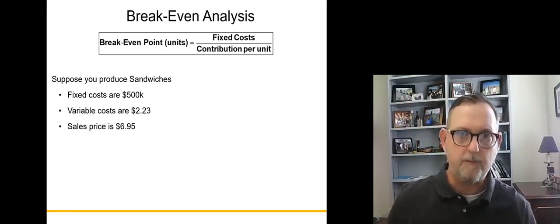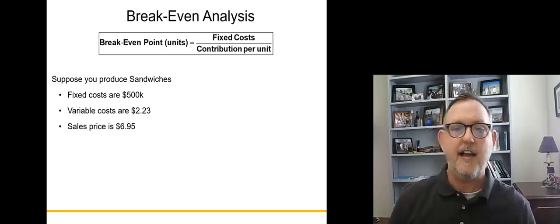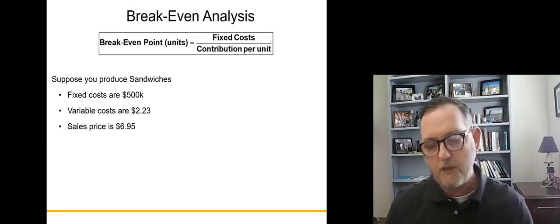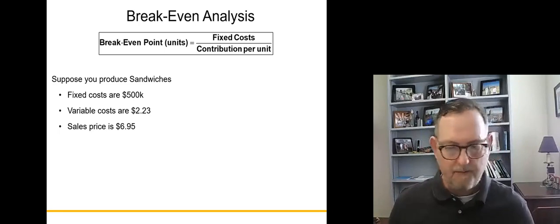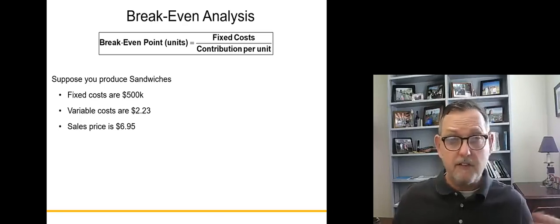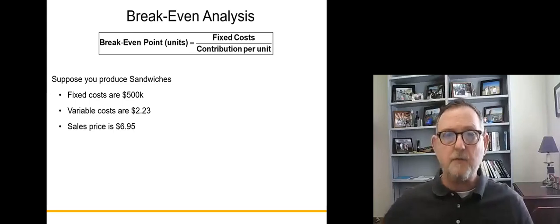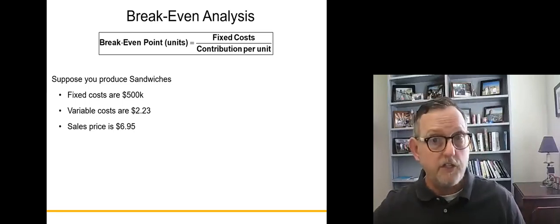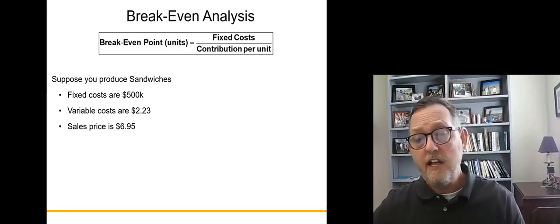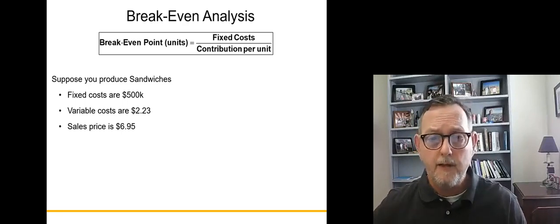All right, another example. We're producing sandwiches, and our fixed costs are $500,000. So I have a restaurant. I have expenses for that restaurant. This might be over like a period of a year or something. Let's say that's our time horizon. We have our fixed costs. We have variable costs per sandwich, $2.23. And on average, I sell my sandwiches for just under $7.